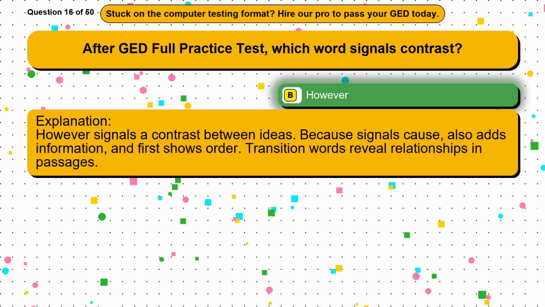signals a contrast between ideas. Because signals cause, also adds information, and first shows order. Transition words reveal relationships in passages.